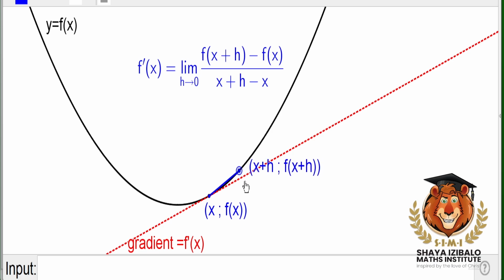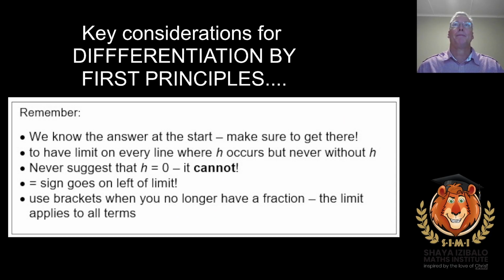Important to note that h cannot be 0, right? Because obviously if h is 0, then we've got a division by 0 on the bottom of this fraction, okay? And we've only got 1 point, and you can't find a gradient with 1 point. Okay, so that's the underpinning idea of differentiation by first principles.